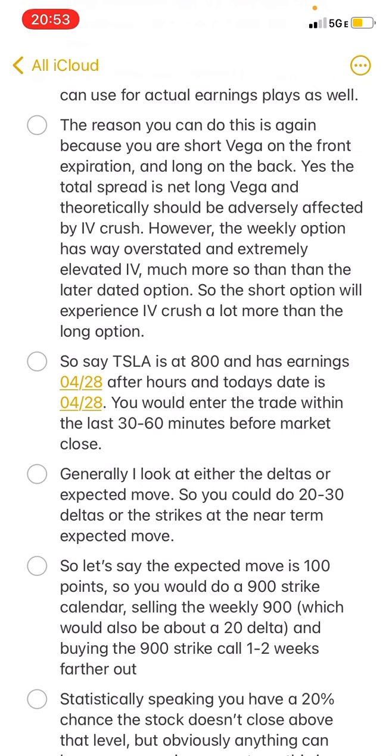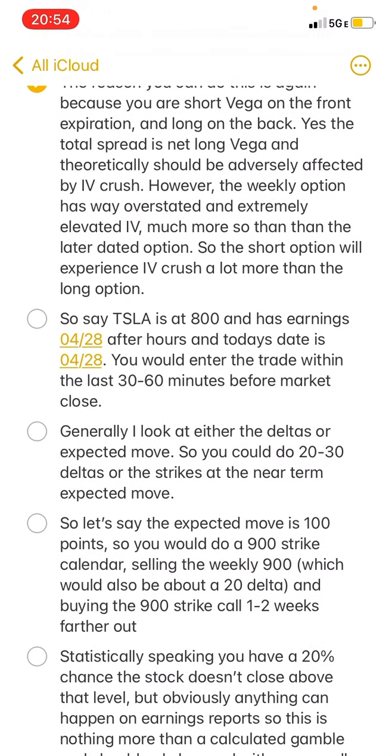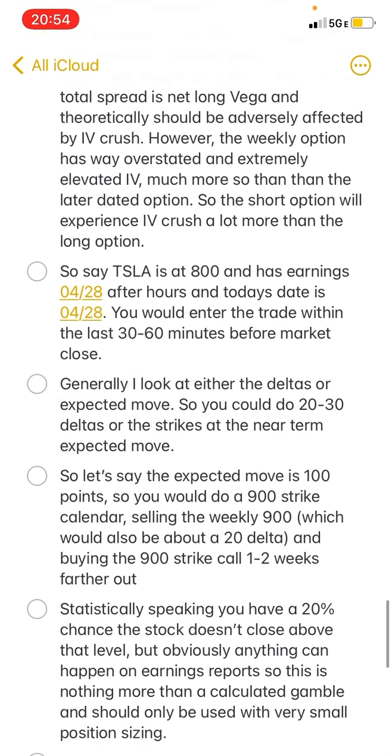Now, the reason you can do this, again, is because you are short vega on the front expiration and long vega on the back expiration, right? So yes, the total spread is net long vega and theoretically should be adversely affected by IV crush. However, the weekly option has way overstated and extremely elevated IV, okay? So much more so than that later dated option, right?